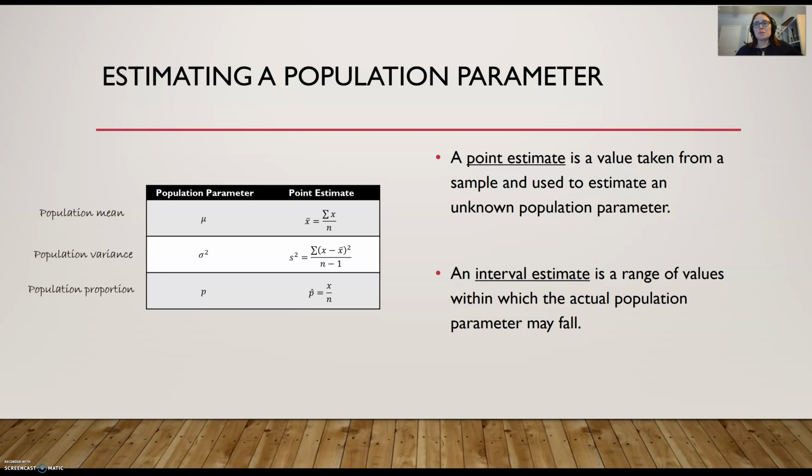A point estimate is great and all, but maybe I want a little bit of wiggle room. Maybe I want an interval that I think the population parameter is in, based on my point estimate. That would be an interval estimate. It's a range of values that I think the actual parameter is in.